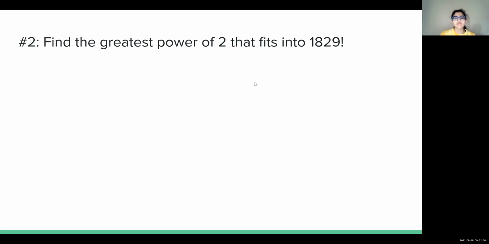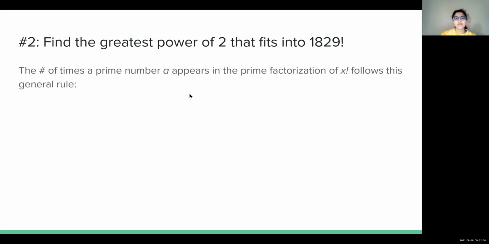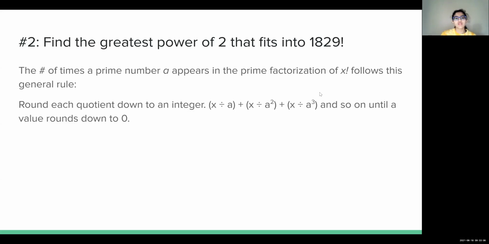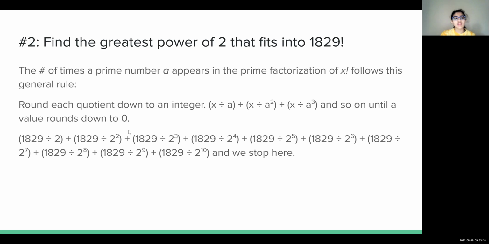Okay. So the number of times a prime number a appears in the prime factorization of x factorial follows this general rule. You round each quotient down to an integer. So you round x divided by a to an integer, x divided by a squared, x divided by a cubed, and so on until one of the values rounds down to 0. So we do that, but with 2 instead of a.